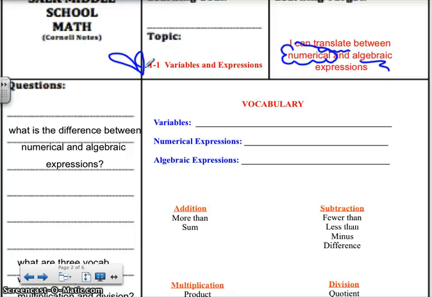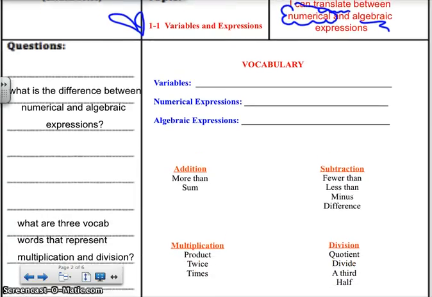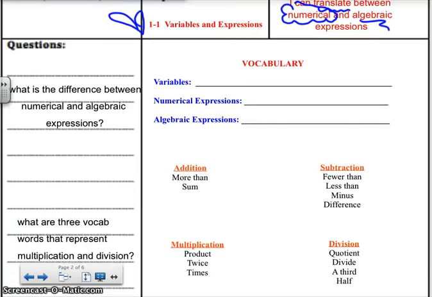So you need some vocab words. Variable. Variable is just a letter that represents a number.